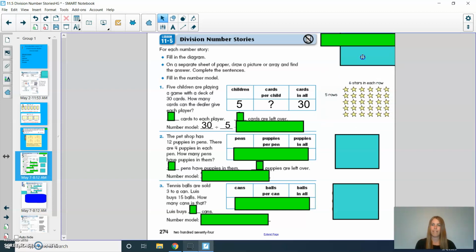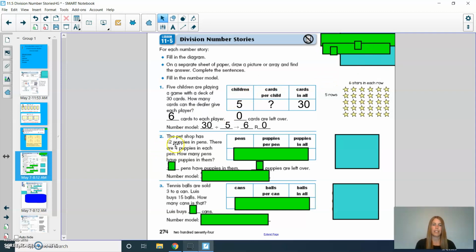So I have my 5 rows and I split my 30 stars between 5 rows, giving me a total of 6 stars in each row. So 30 divided by 5 is equal to 6. Notice how I don't have any left over. Because there aren't any left over, next to this R stands for remainder, I can put a 0. So there are 0 cards left over. And there are 6 cards to each player.